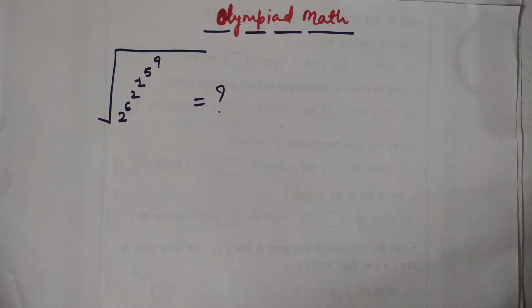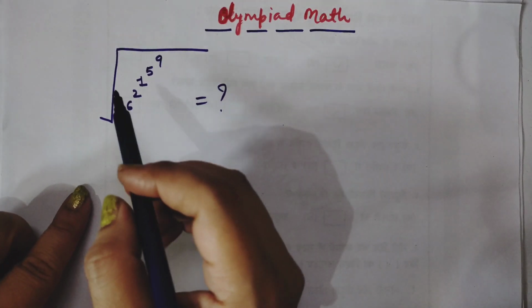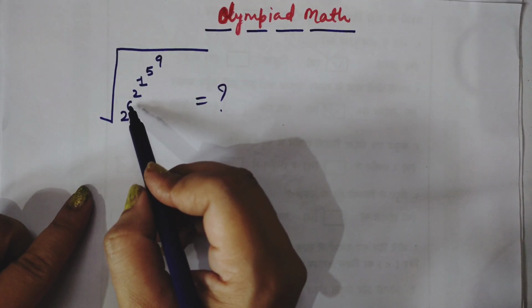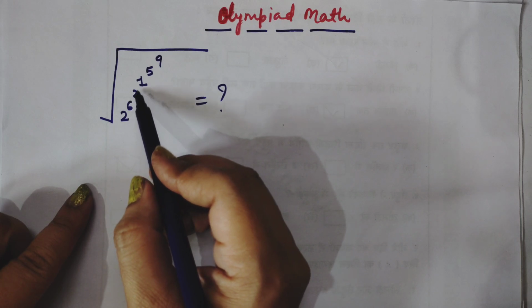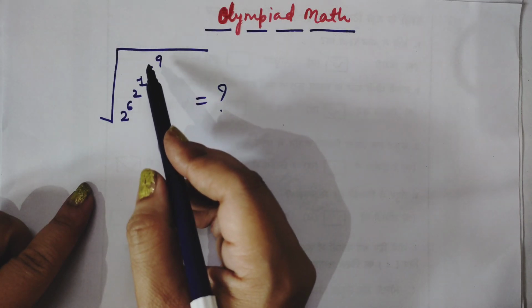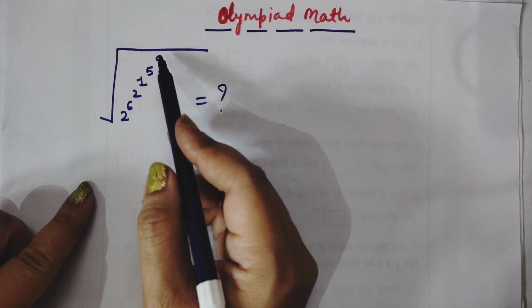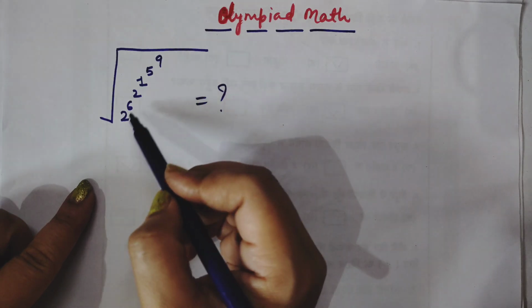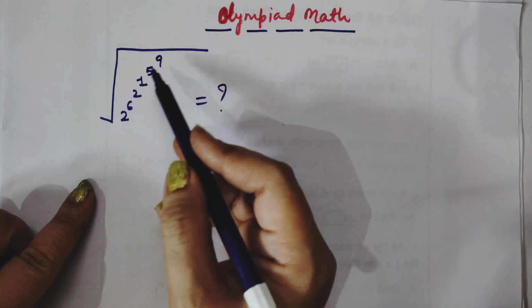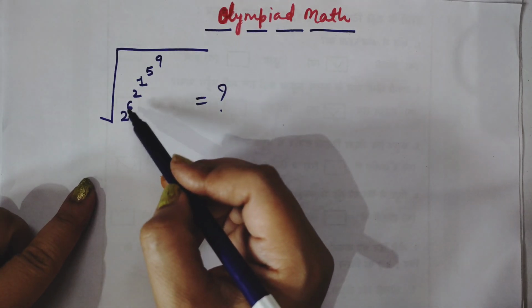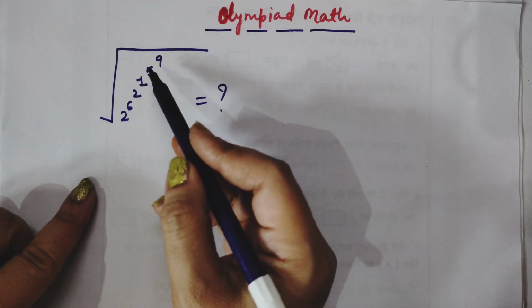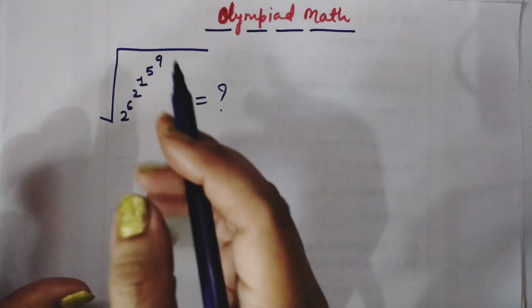This is Poonam, your math teacher, and today we are going to solve another Olympiad question. In this question you can see the square root of 2 raised to the power 6 raised to the power 2 raised to the power 1 raised to the power 5 to the power n. There is the power to power rule we are using. So how to solve this type of question?